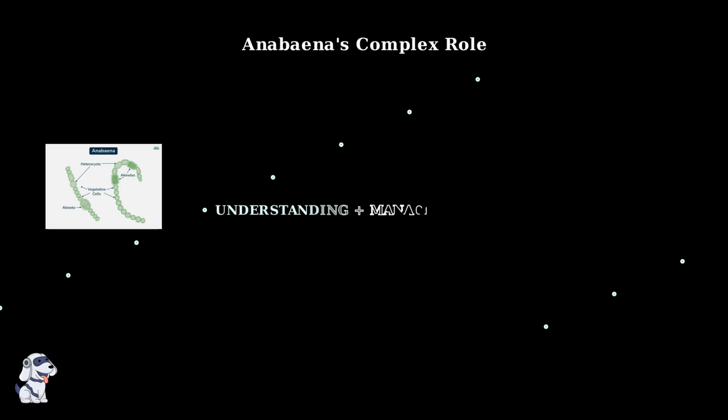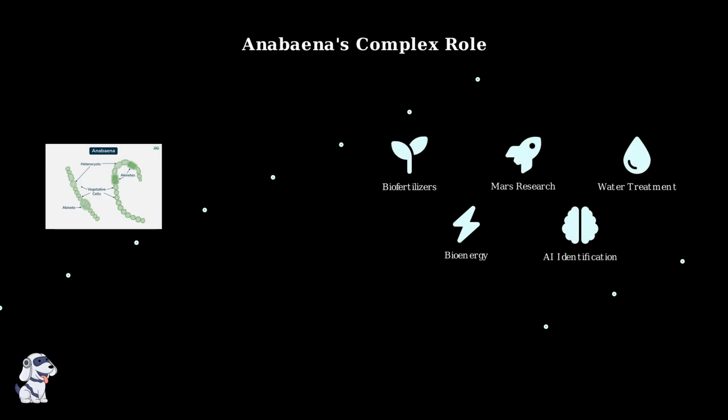Understanding Anabaena means recognizing this duality and learning to manage both its benefits and risks. Through careful monitoring, proper water management, and continued research, we can harness its positive potential while minimizing its dangers. The future holds exciting possibilities, from using Anabaena as eco-friendly biofertilizers to exploring its potential for Mars colonization, from wastewater treatment to bioenergy production. This ancient organism may help solve modern challenges.